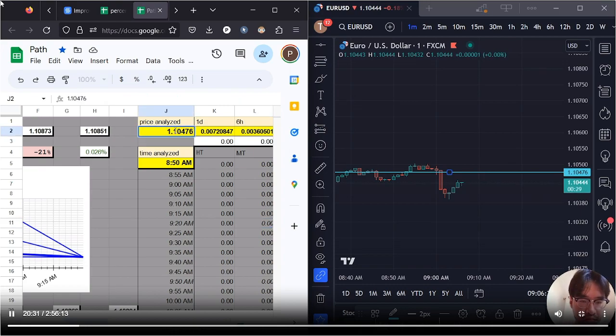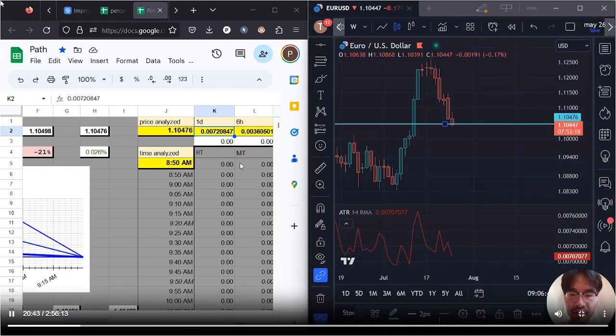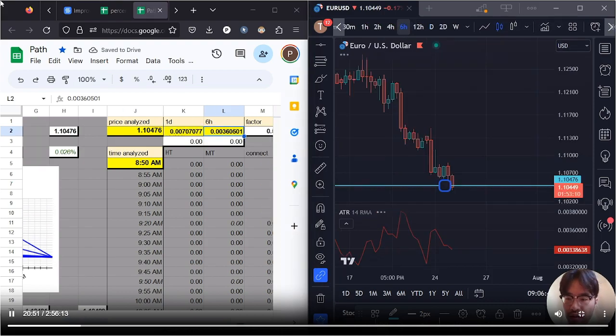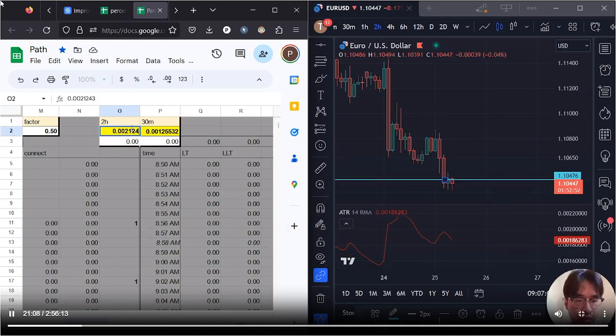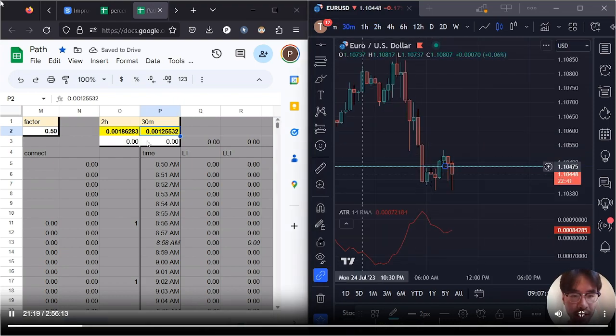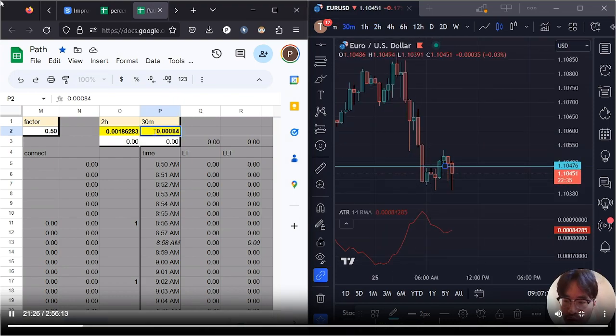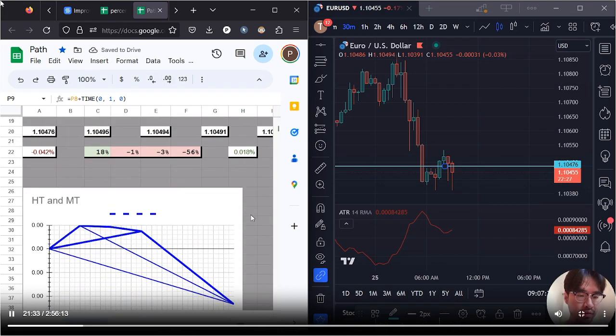1.10476. For the daily ATR, we're looking at 707.077. For the 6 hour, we're looking at 338,638. For the 2 hour, 186,283. For the 30 minute, we're looking at 84285. Okay, now we can get a suitable take profit for that one.